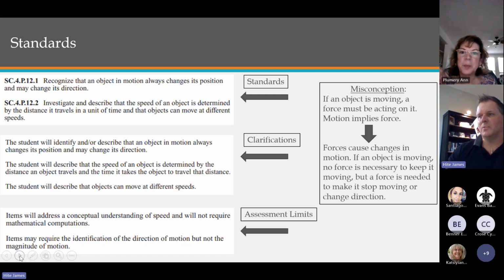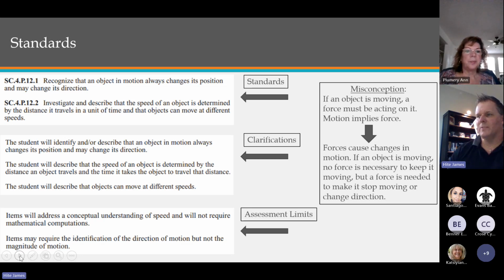So for the assessment limits, items for speed are conceptual, so they're not going to have math problems. At 5th grade SSA, they're not going to have to compute speed. Now, does that mean we can't do that in 4th grade and have them understand that relationship? Yeah, by actually doing and calculating the speed, they can understand the relationship of distance and time. Just know that they're not going to be tested on having to use a formula to calculate speed. They're not going to have any math problems for that.